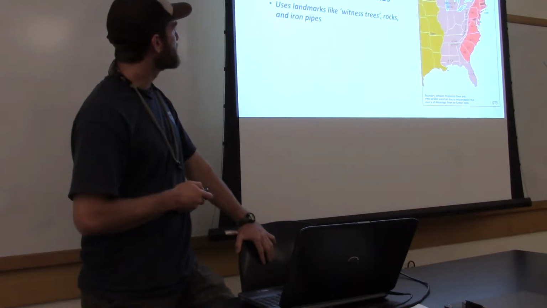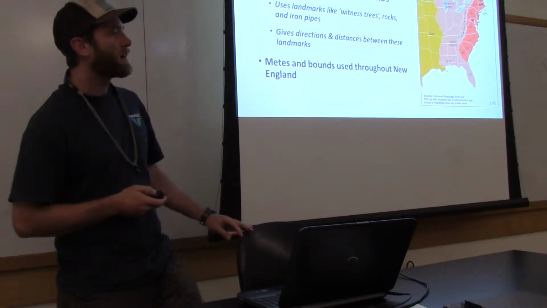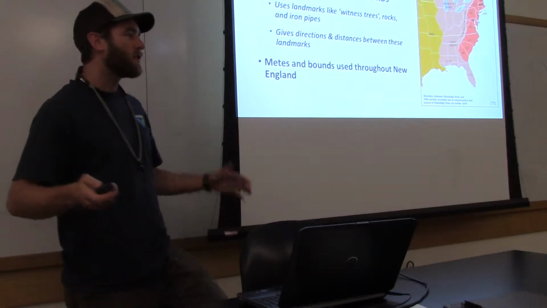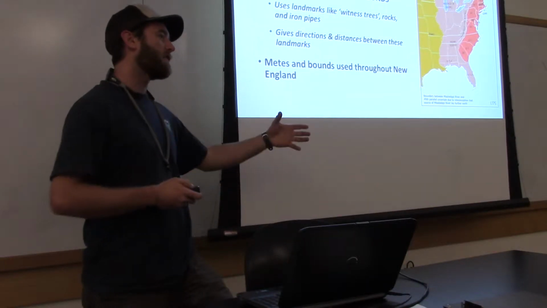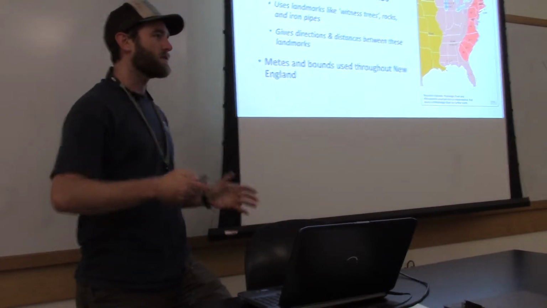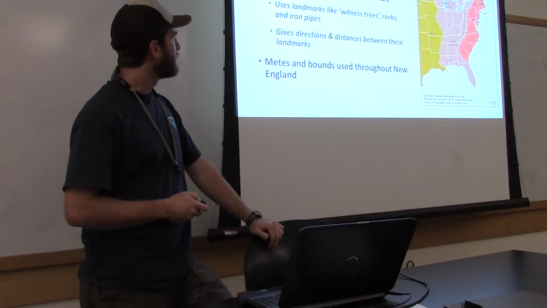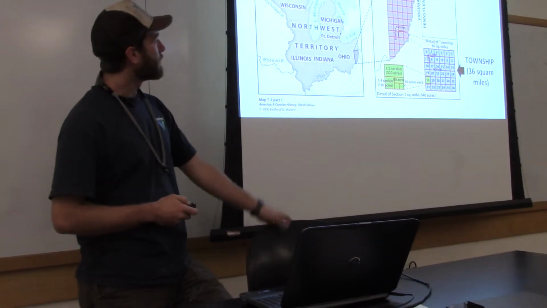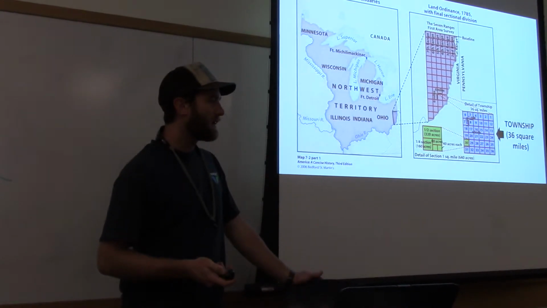And so with metes and bounds, there were landmarks, like witness trees. So you might have something like, from the large boulder, go northwest for 300 feet, and then that brings you to another landmark. And by connecting all those landmarks with directions and distances, you could make a closed traverse there and describe a property.